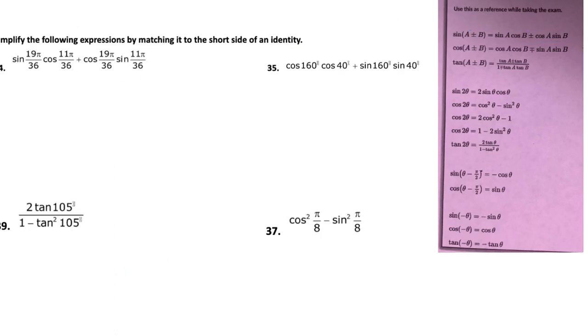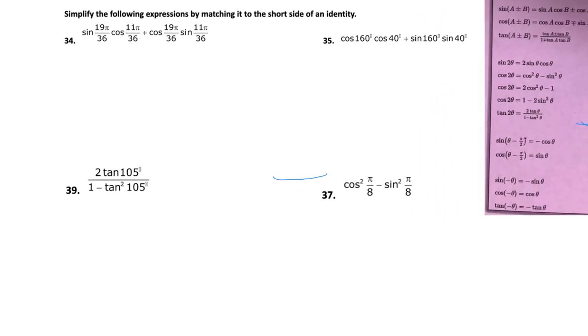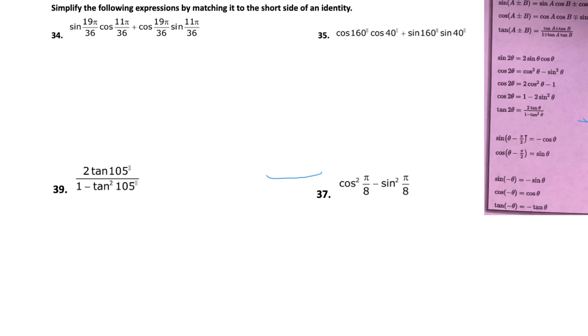I'm going to do a couple of these, so let me slide this over just a little here. Looking at this first one, you can see how this right here is sine A cosine B. So if I go over here, I can see that right here. So this is going to be sine A plus B. Well, this is angle A and this is angle B.